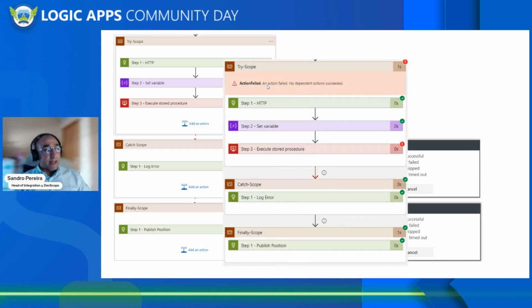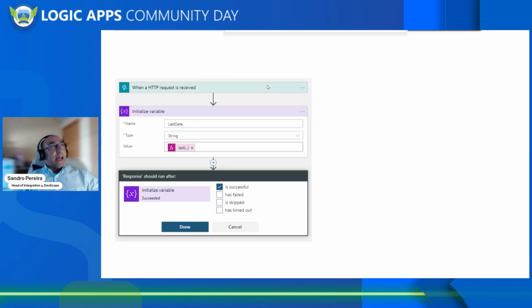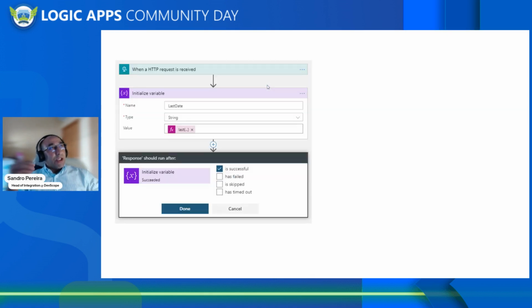Now, as I say, there are many options also inside Logic Apps, not only this one. Each action that we add to our workflow has a run after setting that by default is if the previous action is successful. If the previous action ran successfully, then the next one is going to be executed.